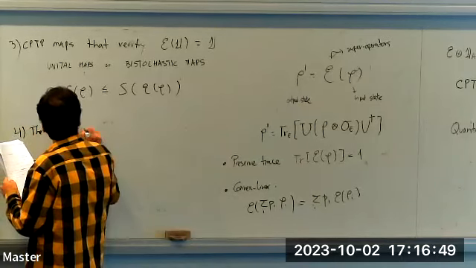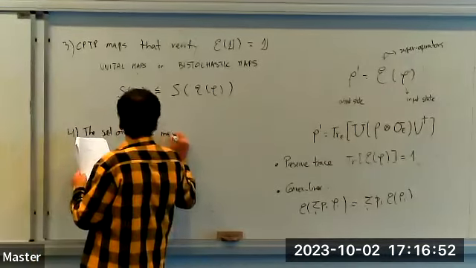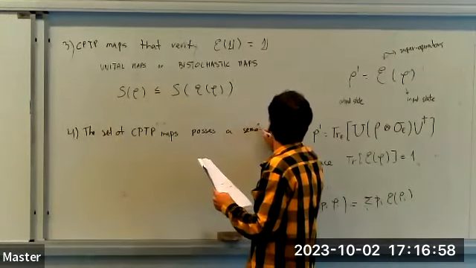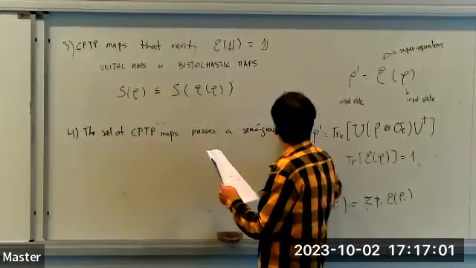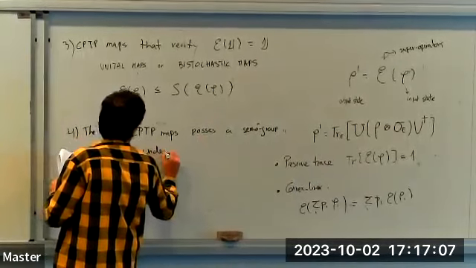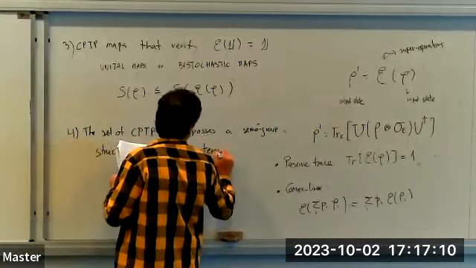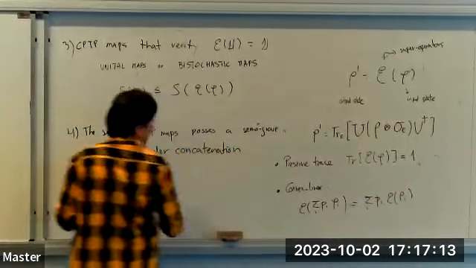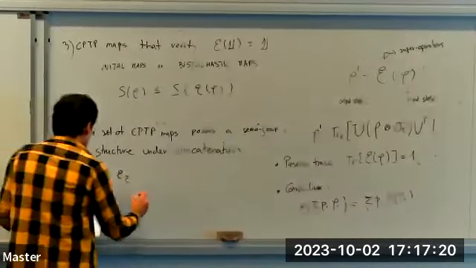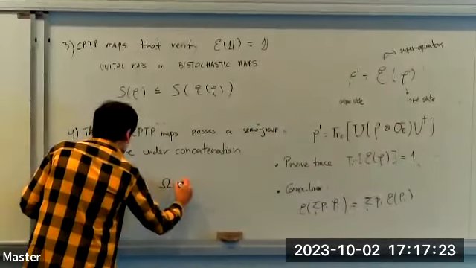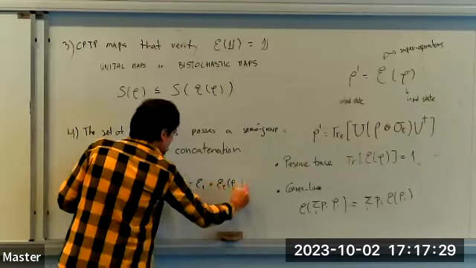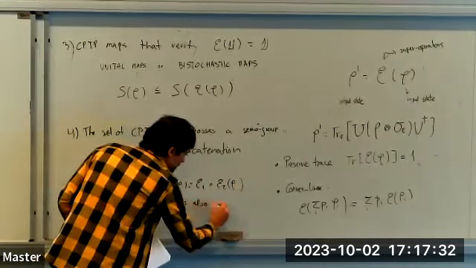Another property, so that was the third one, the fourth, is that the set of CPTP maps possesses a semigroup structure under concatenation. So this means that if I have two CPTP maps, E1 and E2, then the concatenation of these two is also a CPTP map.